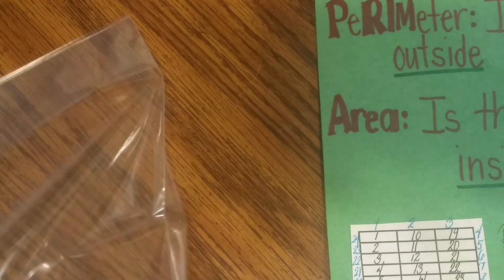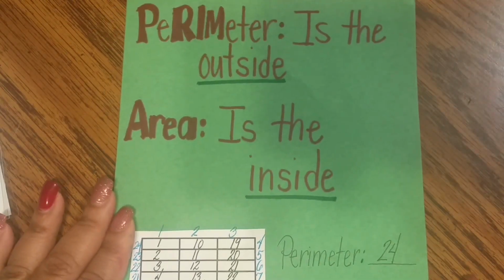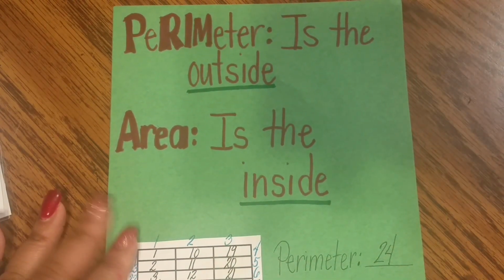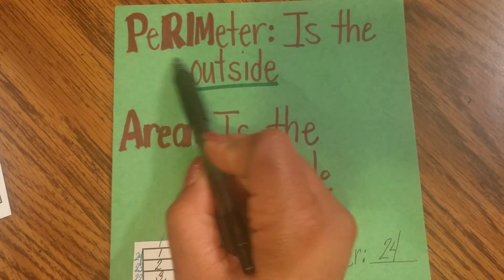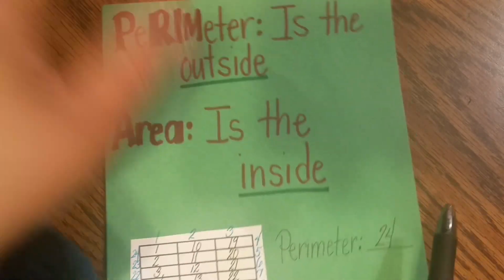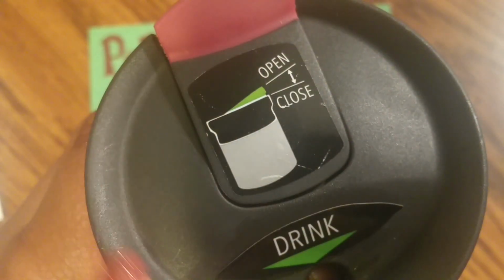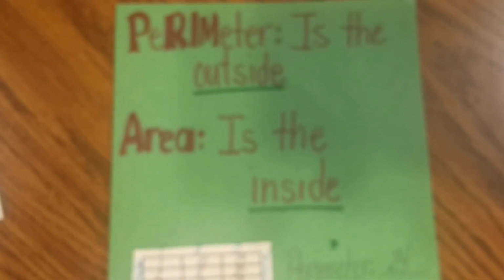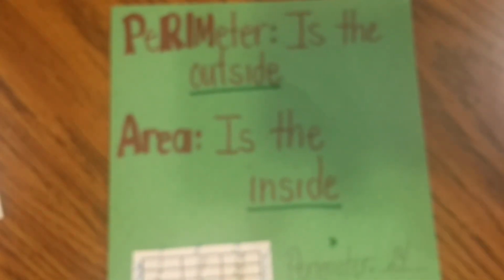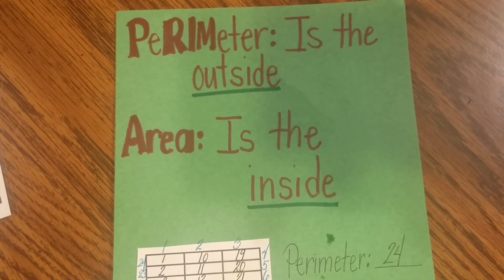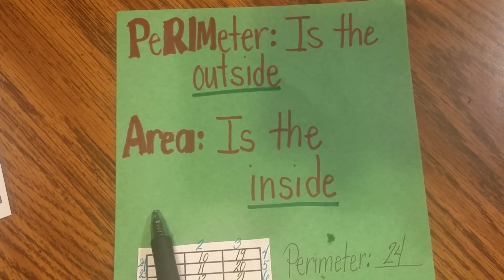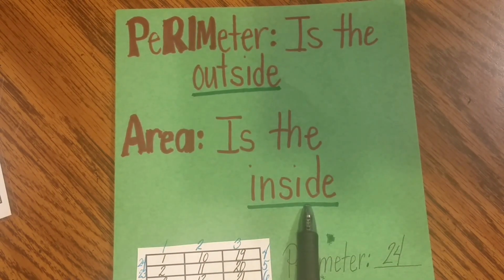There are 5 problems, 5 task cards. So for perimeter and area, remember perimeter, rim, like the rim of a glass. The rim, my coffee cup, the rim. We are focusing on the outside whenever we are dealing with perimeter. So for perimeter, you are looking at the outside. For area, it's everything on the inside.